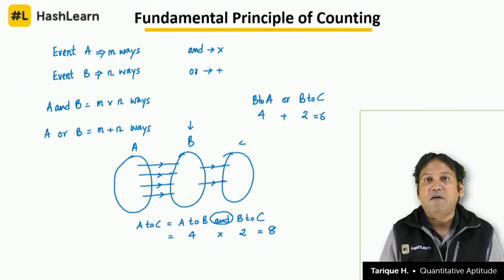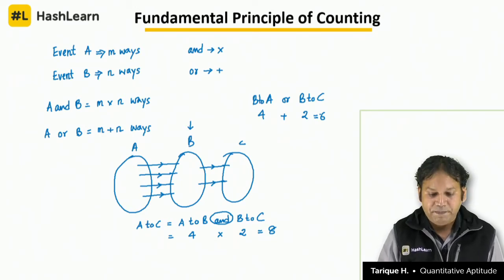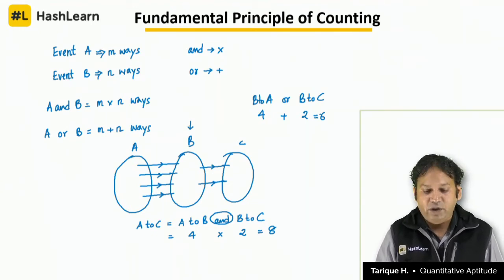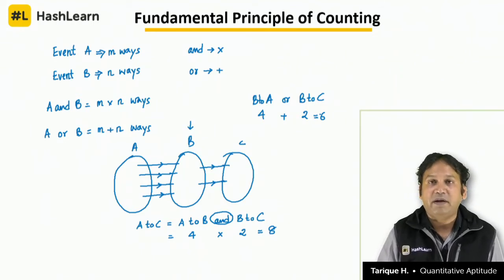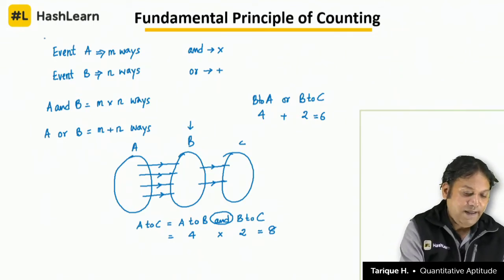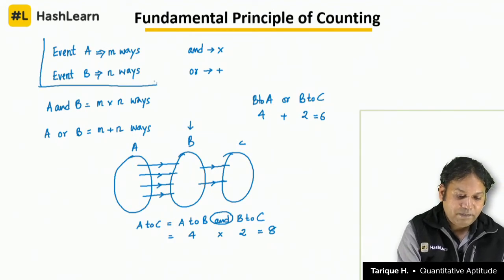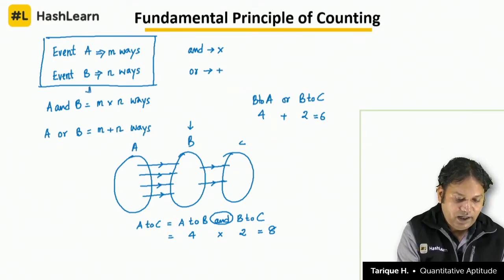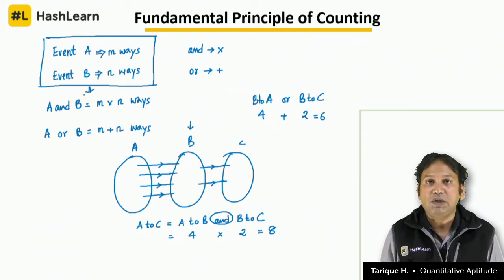This is an application of the fundamental principle of counting, and while solving questions on permutation and combination, often we require to understand when to multiply and when to add, and that is the reason why we are learning this concept first. That is the fundamental principle of counting. Overall, understand that if there are 2 events A and B, where A can be done in m ways and B can be done in n ways, then A and B can be done in m into n ways, and A or B can be done in m plus n ways.